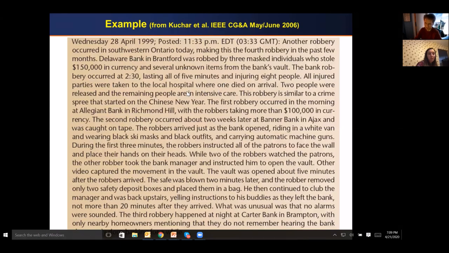28th April 1999, posted 11:33 p.m. EDT, Eastern Daylight Time. Another robbery occurred in southwestern Ontario today, making this the fourth robbery in the past few months. A bank in Brantford was robbed by three masked individuals who stole $150,000 in currency and several unknown items, and so on and so on. It tells how many, lasting 5 minutes, injuring 8 people.